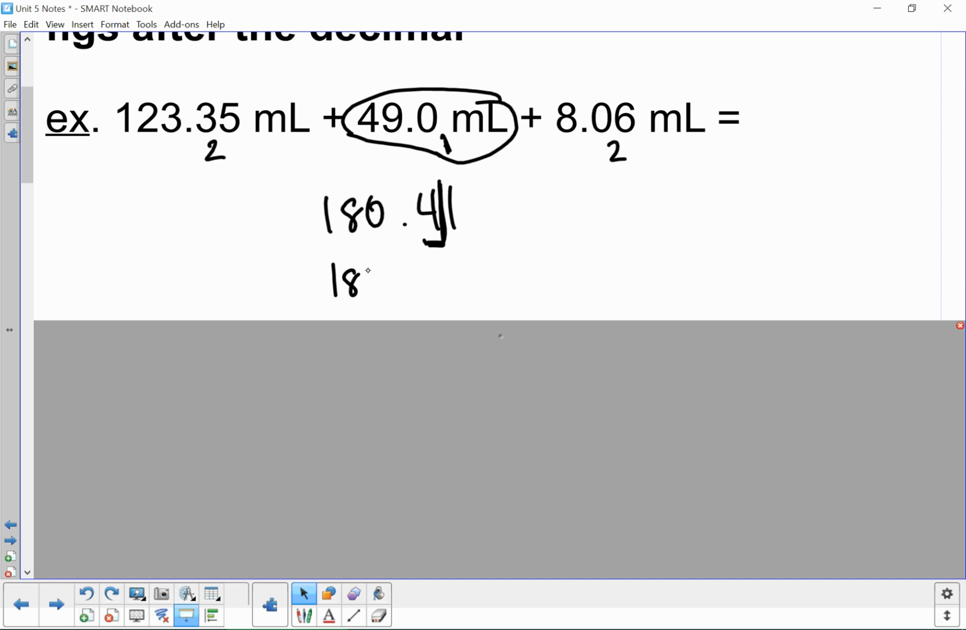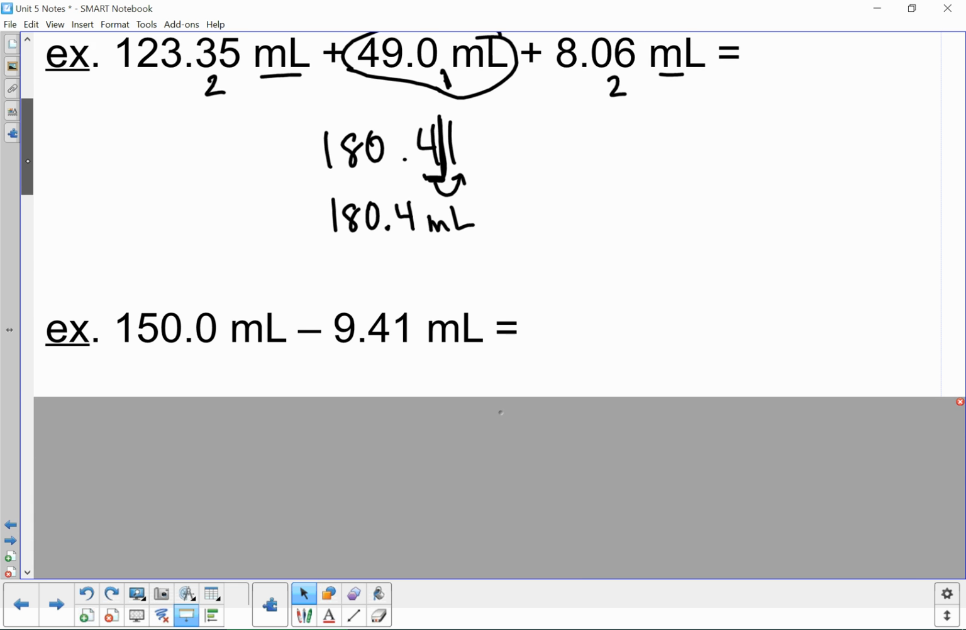I'm going to leave the 180 and take a look at that 4. Should I leave it a 4 or should I round it up? If you look at what's right behind it, there's a 1. Since a 1 is less than a 5, you leave the number alone and just leave it at a 4. And then just take the units from what you had and your answer is 180.4 milliliters.